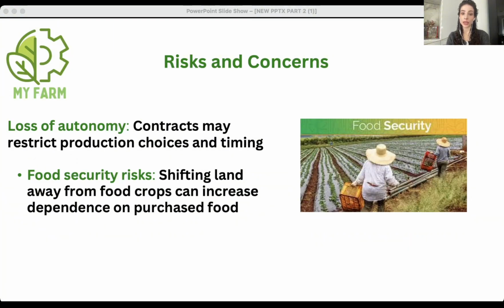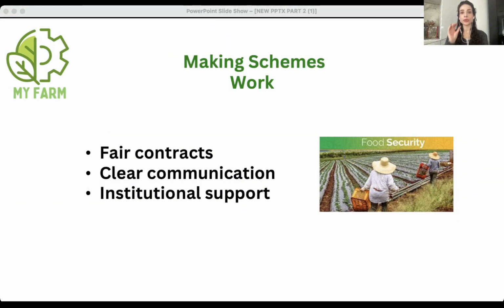Loss of autonomy is another challenge. Contract obligations may limit what, how, or when farmers can produce. We can also observe food security risks. In some regions, outgrower schemes may encourage farmers to shift land away from food crops, increasing dependency on purchased food. To minimize these highlighted risks, successful schemes should rely on fair contracts, regular communication, and institutional support. When well designed, they can then deliver mutual value and foster inclusive rural development.